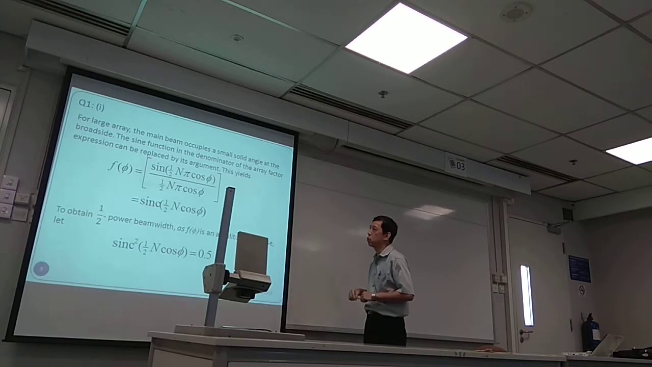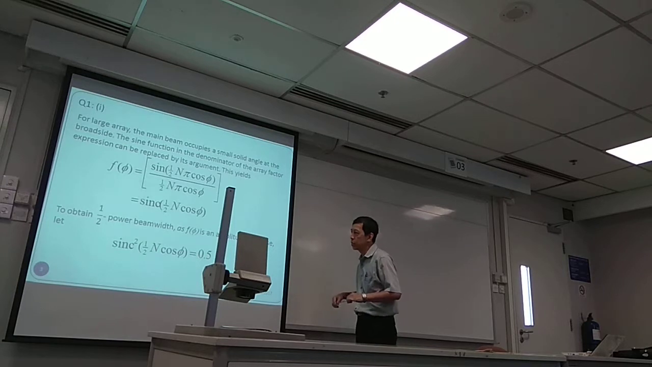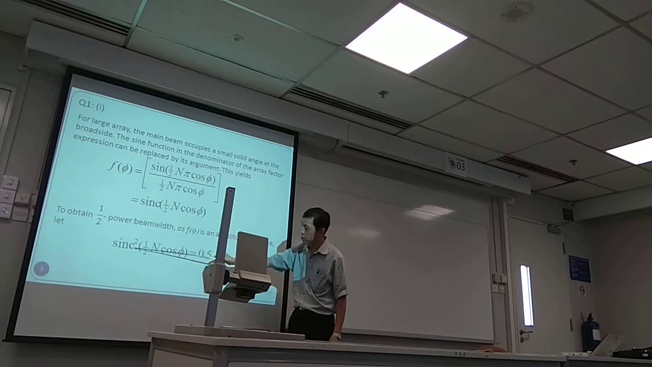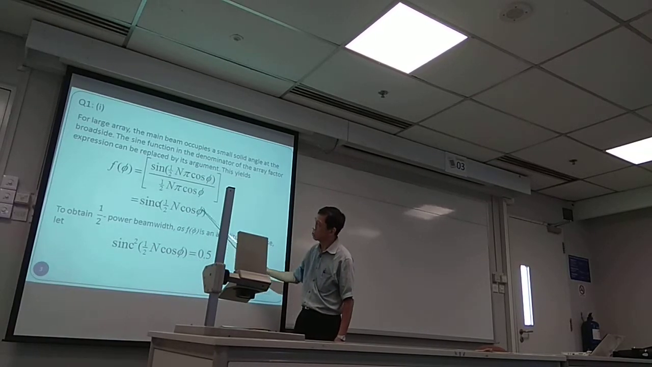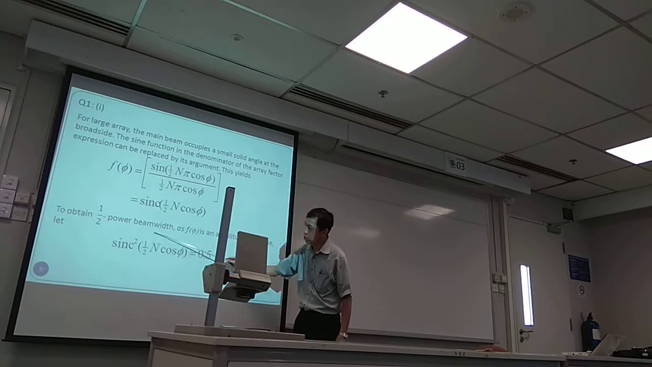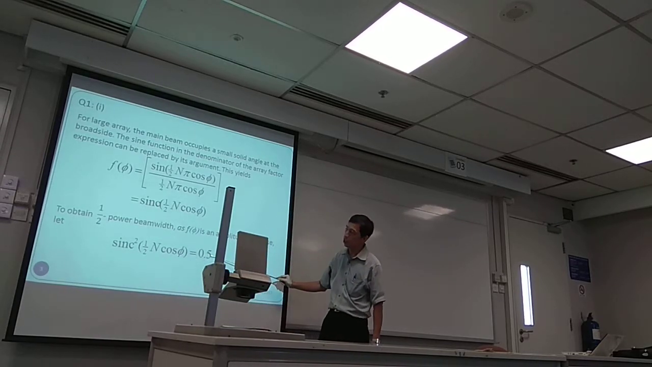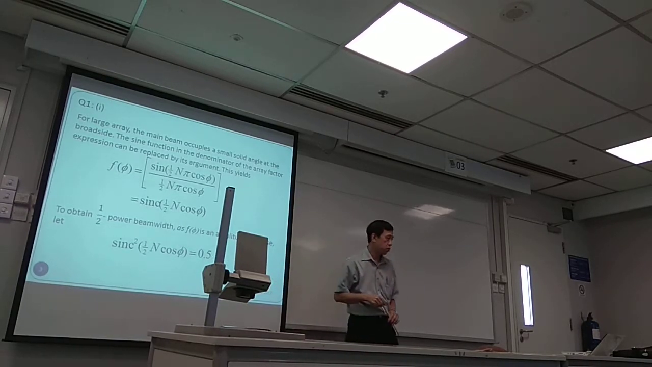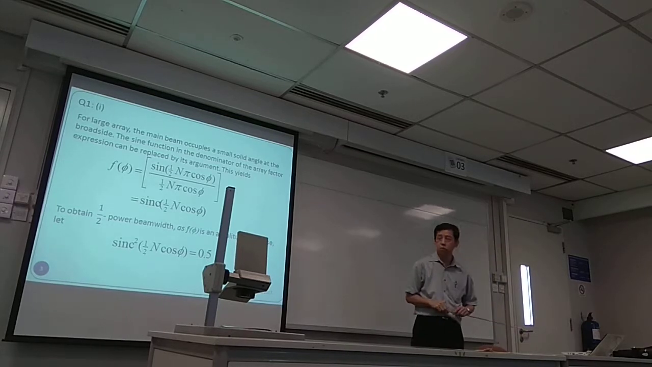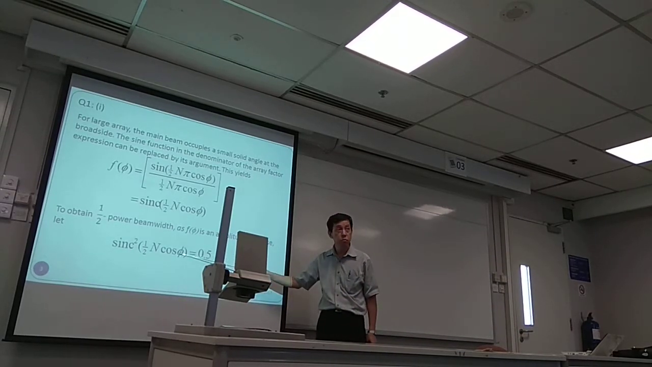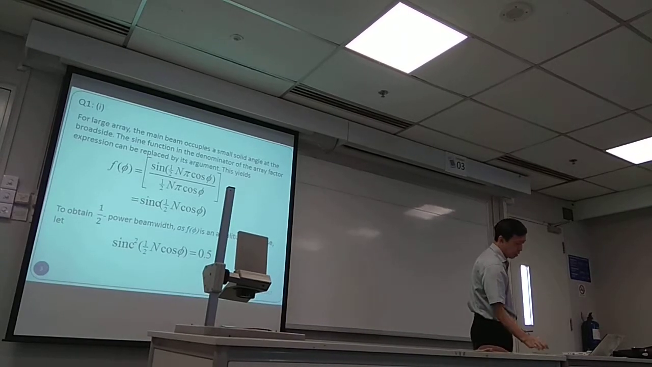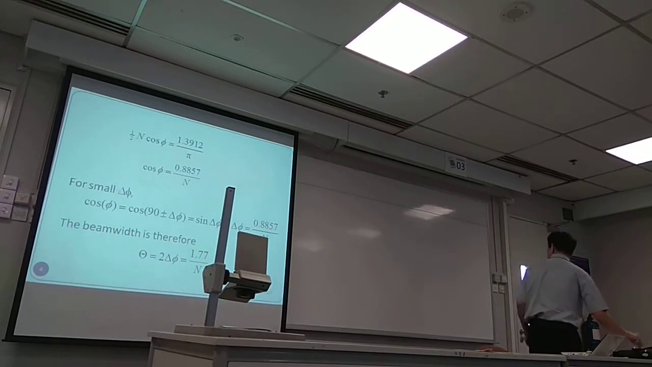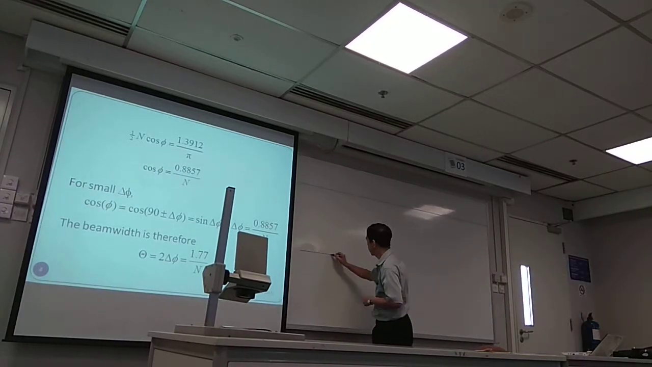Okay, so here, to obtain the half power beam width, we equate the array factor square. In this case, it is a sinc function, that's why you have sinc square, and the argument is of course half n cosine phi. So the power response is now set to 0.5. Right? So this is the power response, and the value is set to 0.5. The next thing we have to do is to find the phi value. If the phi value is known, then we will be able to find the beam width. So basically, this is what we have.